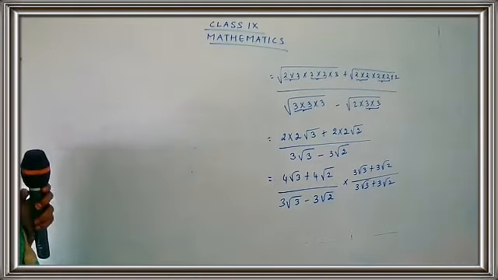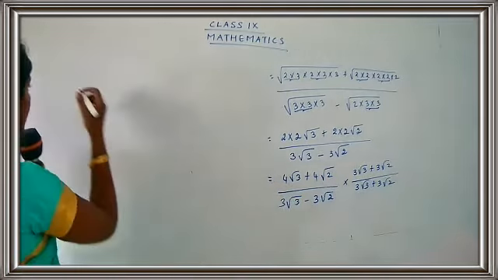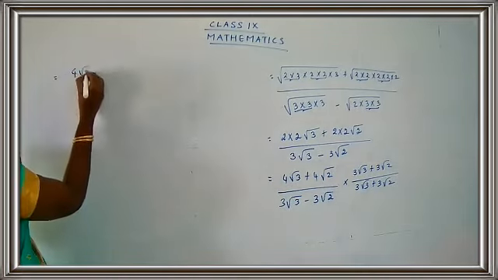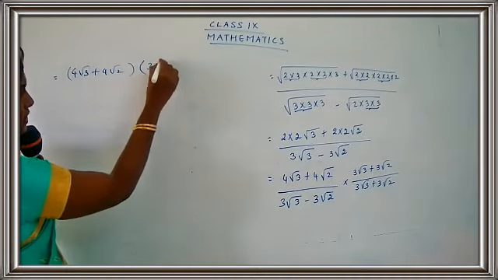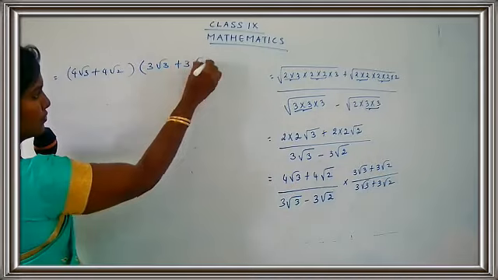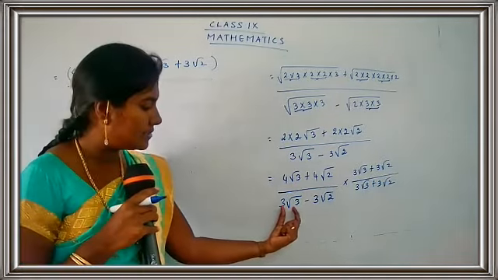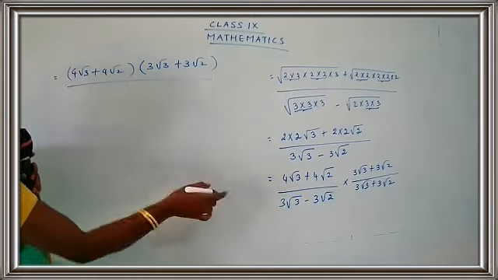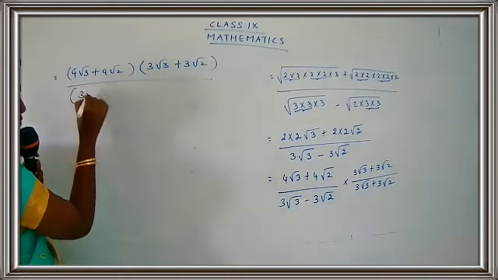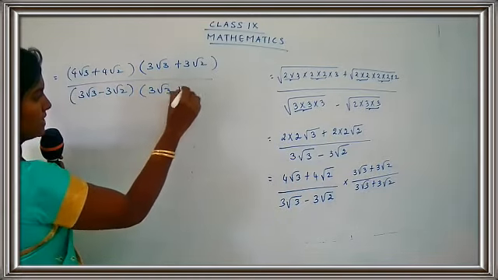So let's see how to multiply. I'm just going to take the numerator part together and the denominator part together. So I'll get here 4 root 3 plus 4 root 2 into, use a bracket, children, 3 root 3 plus 3 root 2 upon. Now just see here carefully. I'll take the denominator part together and then I'll tell you how to do it using the identity. So 3 root 3 minus 3 root 2, 3 root 3 plus 3 root 2.